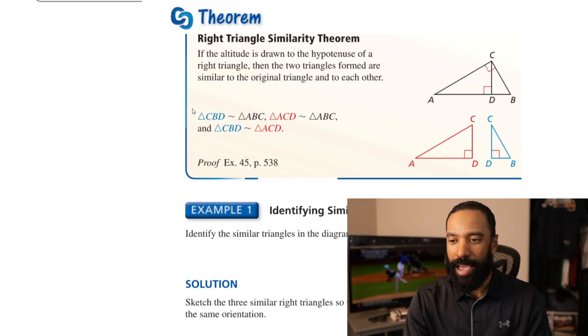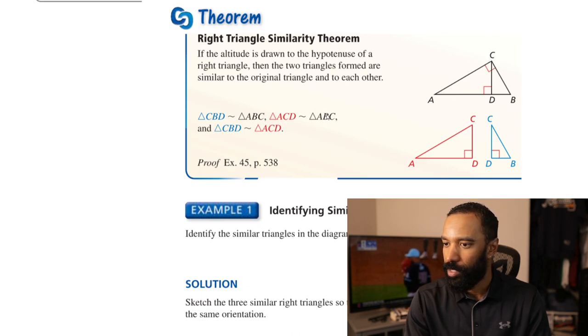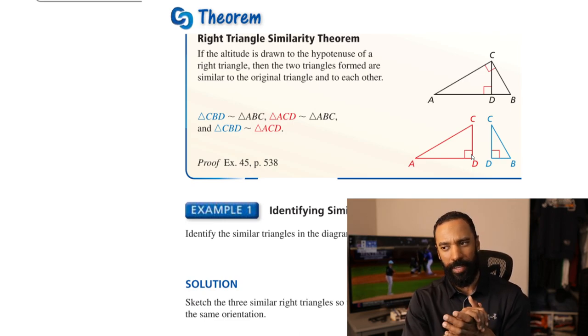So, here they have the statements. Triangle CBD. CBD is this guy. CBD is similar to triangle ABC, which is similar to triangle ACD. So they're all oriented in different ways, and I think that's important to note. They're not all faced the same way there.